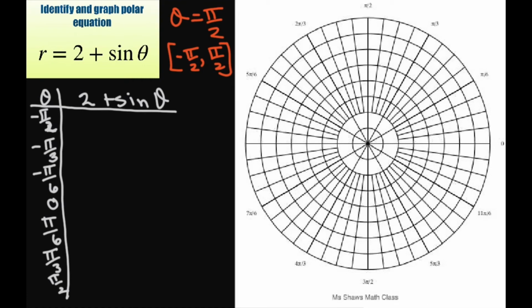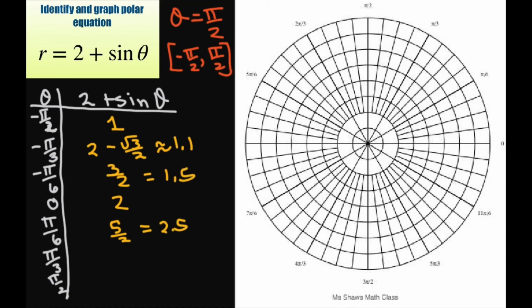All right, so let's evaluate this. Sine of negative pi over 2 is negative 1, so you're going to get 1. This one's going to give you 2 minus square root of 3 divided by 2. That's approximately 1.1. Here we're going to get 3 halves, 2, 5 halves, and this is 2.5. This is 1.5. This one's going to be 2 plus square root of 3 divided by 2, which is approximately 2.9, and this is 3.